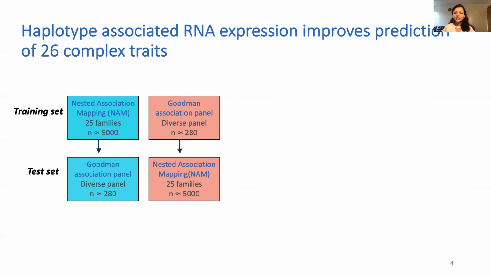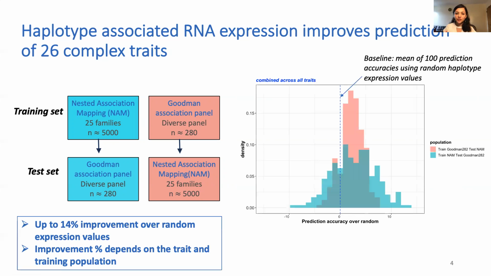And before actually using the haplotype expression values, first we established the baseline for each trait using 100 randomly permuted expression values of haplotypes. Because the haplotype structure itself results in a moderate prediction accuracy, and we wanted to see how much gain in accuracy we can have using the haplotype-imputed expression values, which is this portion of the distribution towards the right. When the model was trained in Goodman, which is a small subset of a diverse population, and tested in NAM, we saw a consistent increase in accuracy.